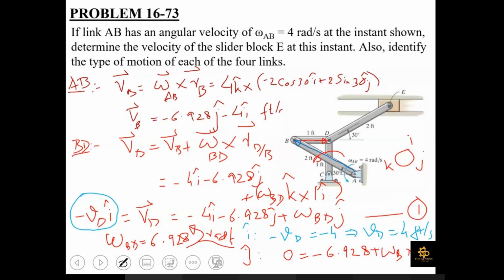Okay, now you have determined the velocity of D, you have determined the angular velocity of BD. Now what should be our next step?